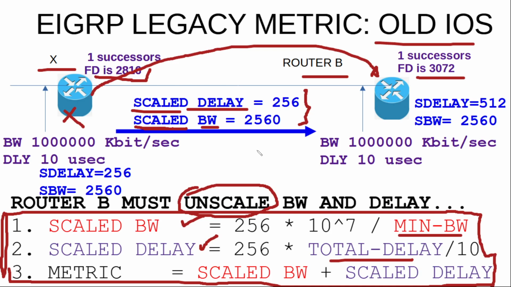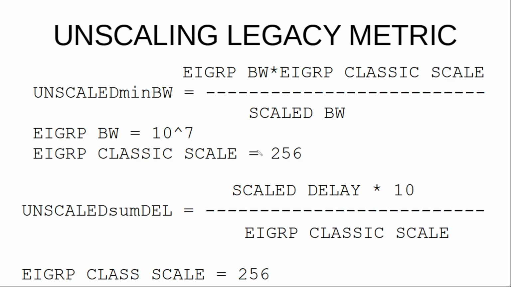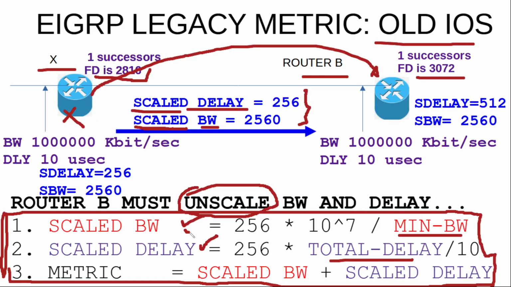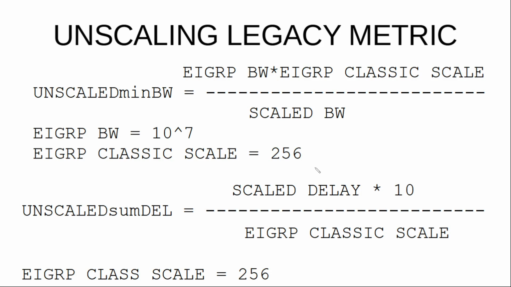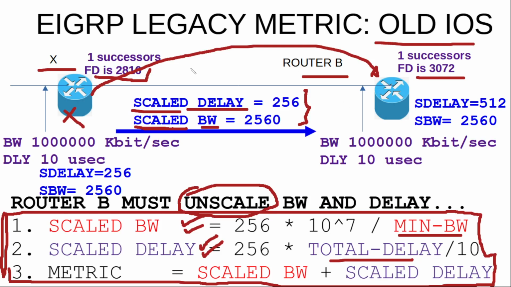So router B will use these formulas, which is actually algebra coming from these two formulas. We just have to figure out how to calculate the minimum bandwidth and total delay. So if you don't want to use algebra, these are the formulas. These formulas are known as the EIGRP backward compatibility formulas. This only happens if you're using old IOS, for instance, IOS 12.2.